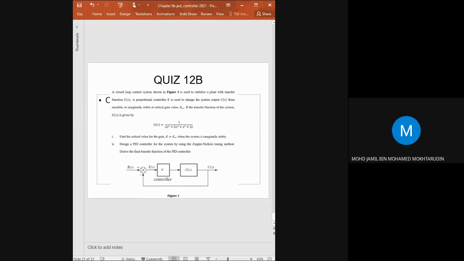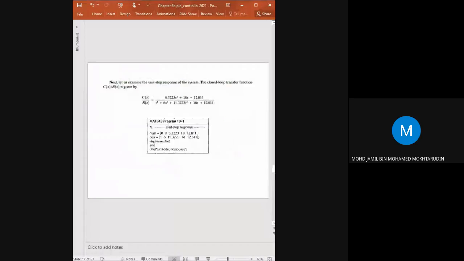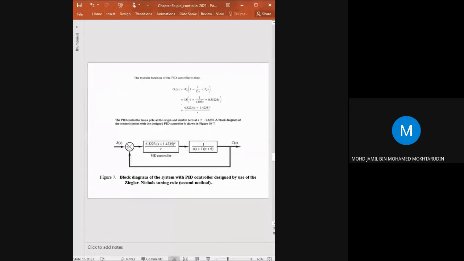Use the value of KCR and PCR in the Ziegler-Nichols second method table. You get Kp, Ti, and Td. And then from the values Kp, Ti, and Td, you substitute into the transfer function of the PID controller, this one, and then obtain the final transfer function of the PID controller.